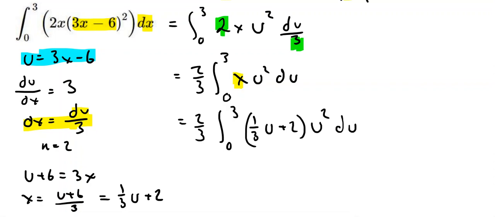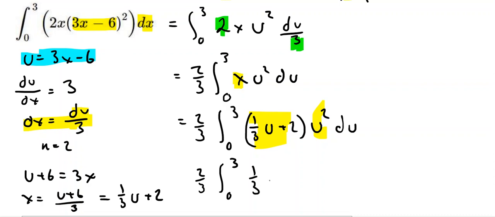So we've got everything written in terms of u. What we need to do now is multiply this by this. And so we will end up with 2/3 the integral from 0 to 3. Now 1/3 u times u squared is 1/3 u cubed. 2 times u squared would be 2u squared, all times du. Let's move over to the side here.